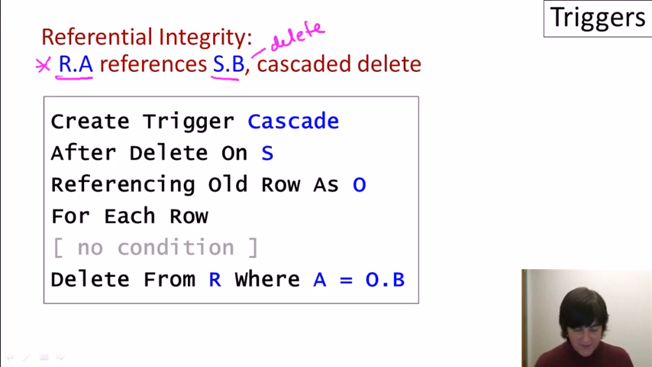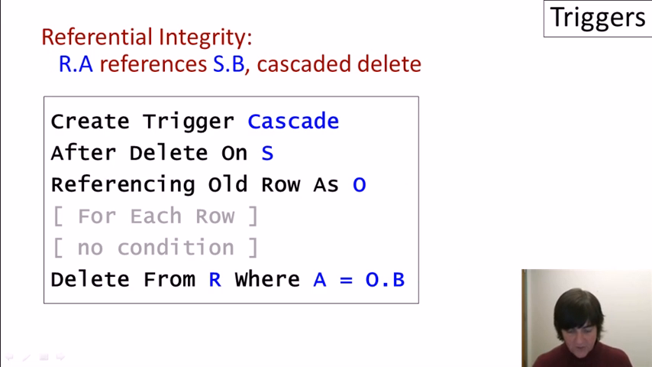Okay, so let's specify that in a trigger. It's really quite simple. We give the trigger a name. We say after we delete on S, so this trigger will be activated whenever we delete from S. We're going to make it a row level trigger, so that means we're going to activate the trigger once for each deleted row. We're going to set up that deleted row to be called O. And finally, there's no condition, so whenever we have a delete from S, then in our action, we're going to delete from R all tuples where the A value equals the B value of the deleted tuple from S. So that should all be pretty easy to understand.